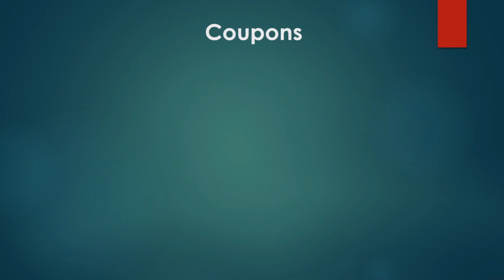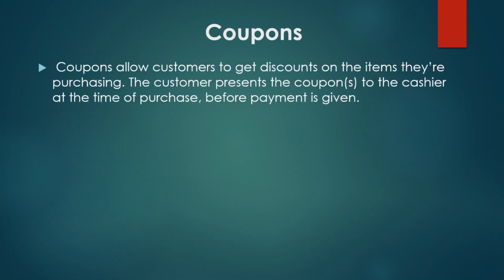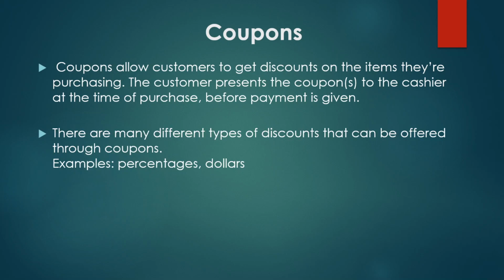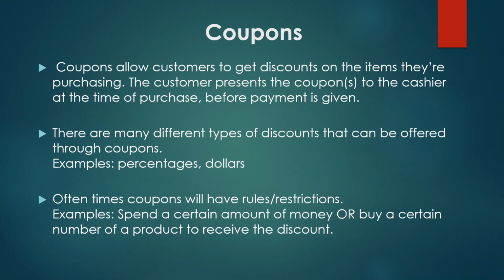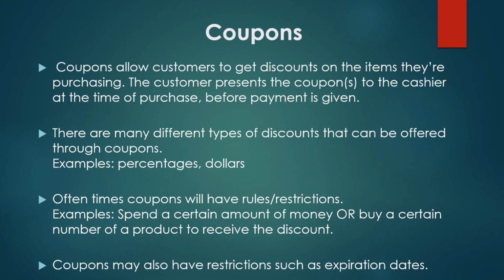Finally, let's talk a bit about coupons, which sometimes use percentages. So coupons allow customers to get discounts when they present them to the cashier at the time of purchase before they pay. There are a lot of different types of discounts and special offers that people can get through coupons, such as getting a certain percentage or dollar amount taken off. Oftentimes, coupons have rules or restrictions on them. For example, some may say that you have to spend a certain amount or buy a certain amount to receive the discount, and many coupons also have expiration dates.